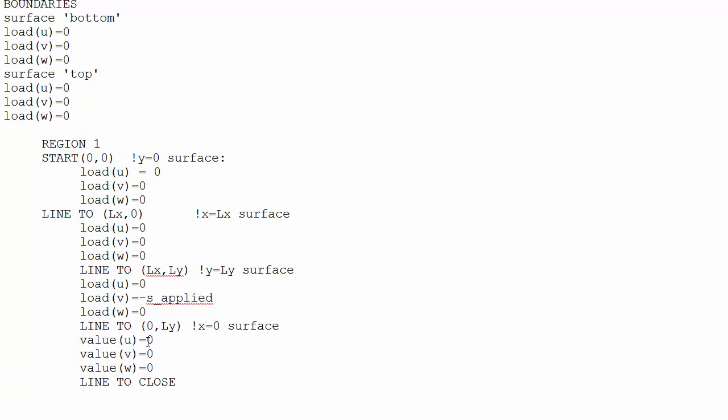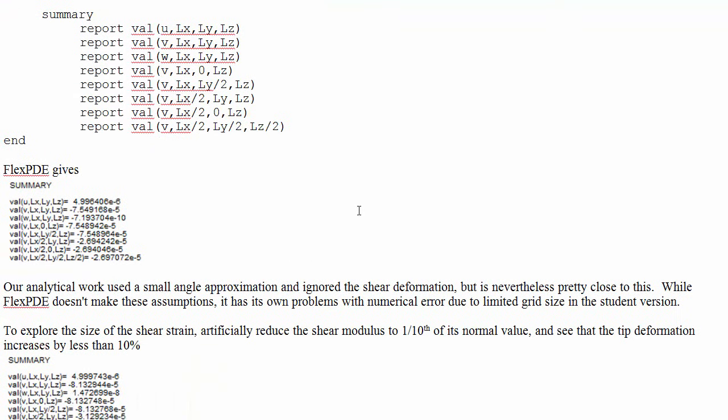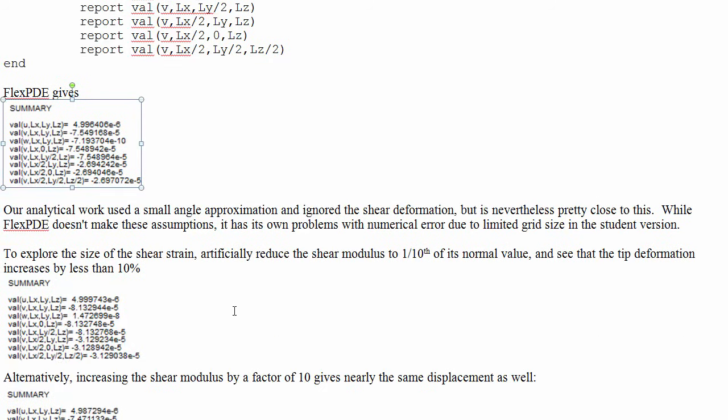Here's a cantilever. We've got nothing constrained anywhere except the left end is fixed, and we've got a distributed load across the top. Doing this, you find the same kind of deformation that we got with Maple. So the value at the end is about 75 microns displaced down. Now, the analytical work used a small angle approximation and ignored the shear deformation, but nevertheless gave us a pretty close answer. FlexPDE doesn't make these assumptions, but it does have its own problems, like the limited grid size in the student version. To see some of the effective shear strain, you can artificially reduce or increase the shear modulus.